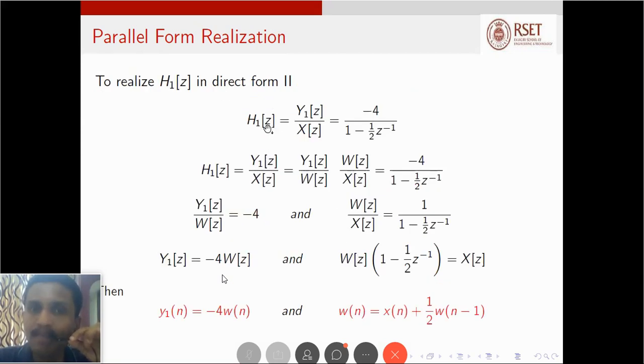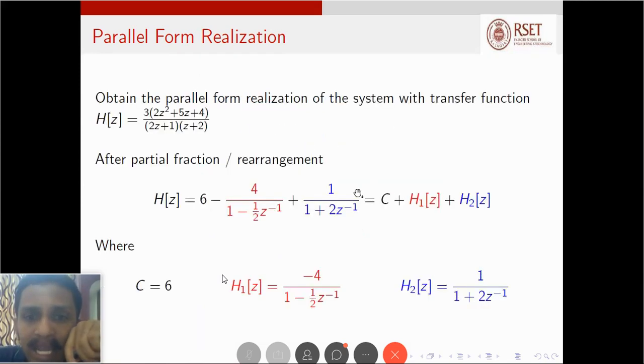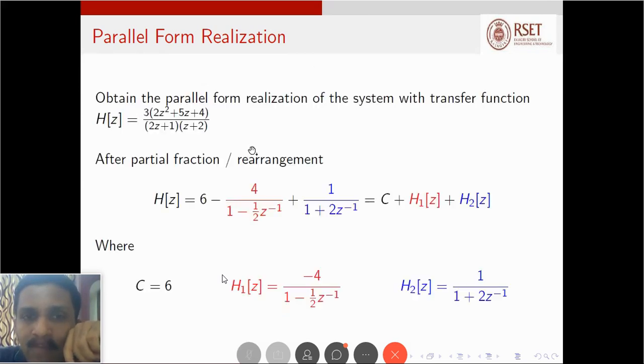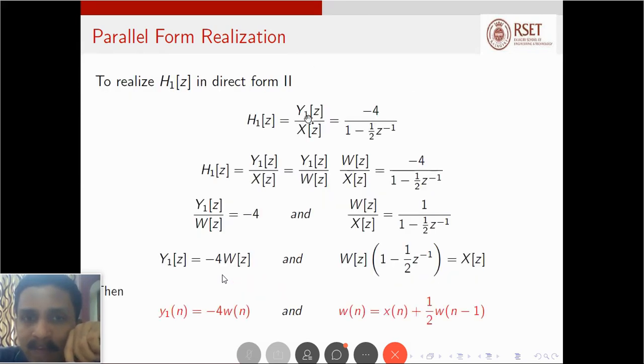In order to obtain the direct form 2 realization, I can write H1(z) as Y1(z)/X(z). Y1(z)/X(z) gives you minus 4 divided by 1 minus 1/2 z inverse.